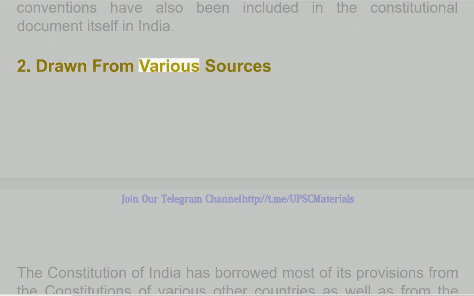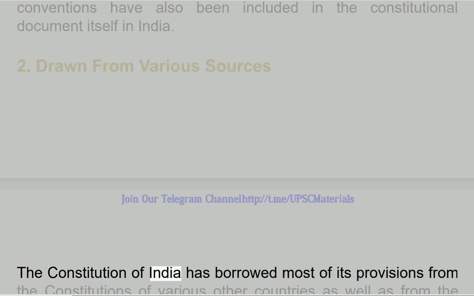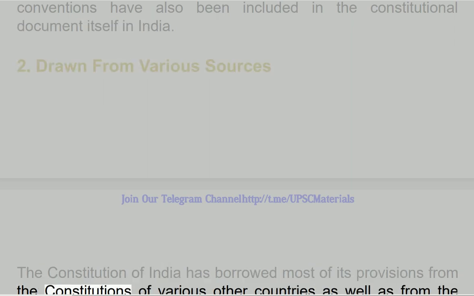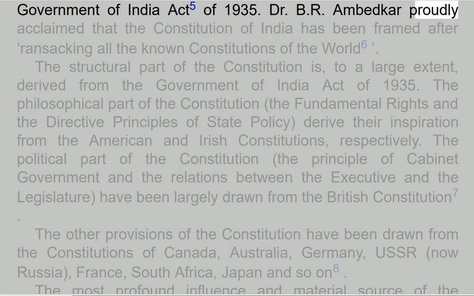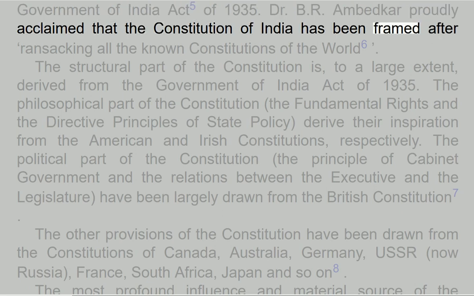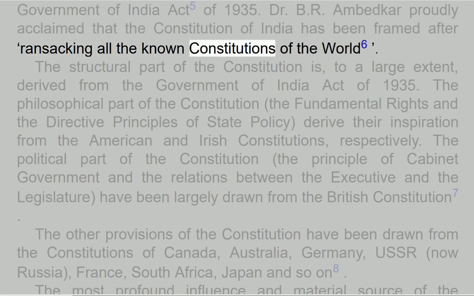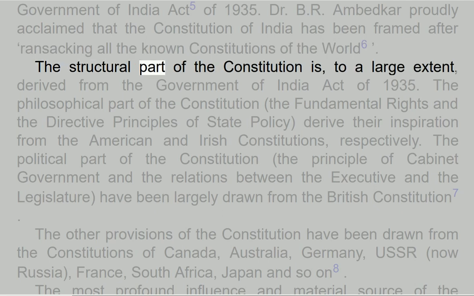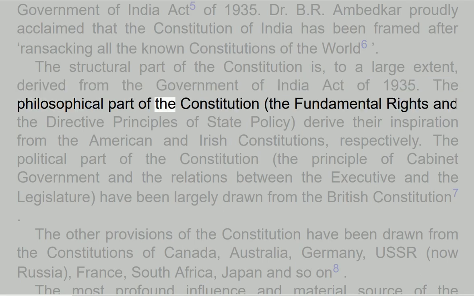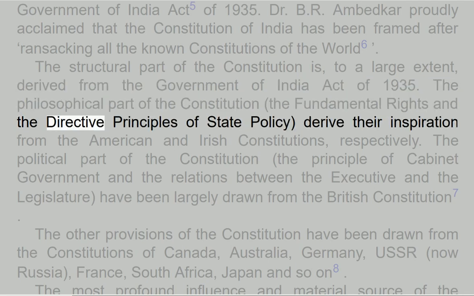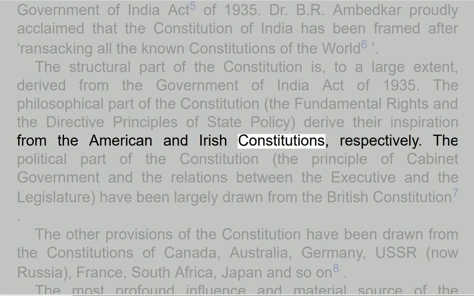2. Drawing from various sources. The Constitution of India has borrowed most of its provisions from the constitutions of various other countries as well as from the Government of India Act of 1935. Dr. B.R. Ambedkar proudly acclaimed that the Constitution of India has been framed after ransacking all the known constitutions of the world. The structural part of the Constitution is, to a large extent, derived from the Government of India Act of 1935. The philosophical part of the Constitution, the fundamental rights and the directive principles of state policy, derive their inspiration from the American and Irish constitutions, respectively.